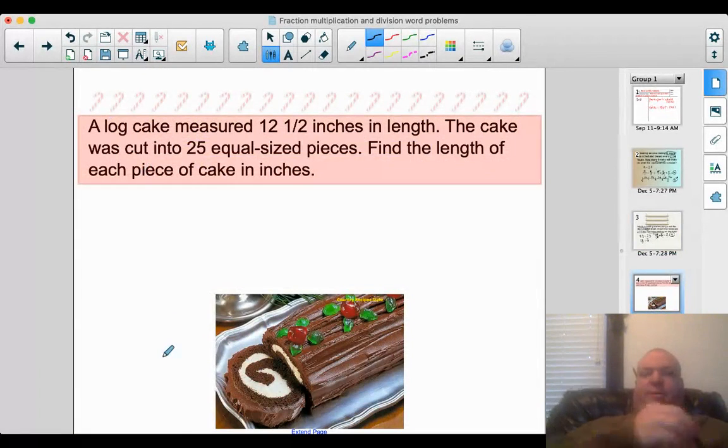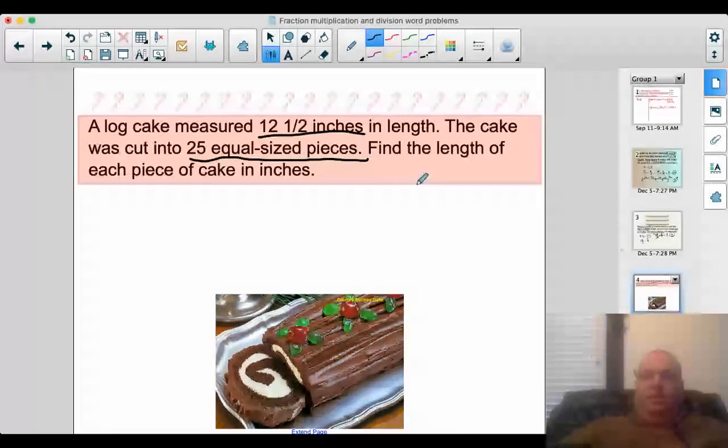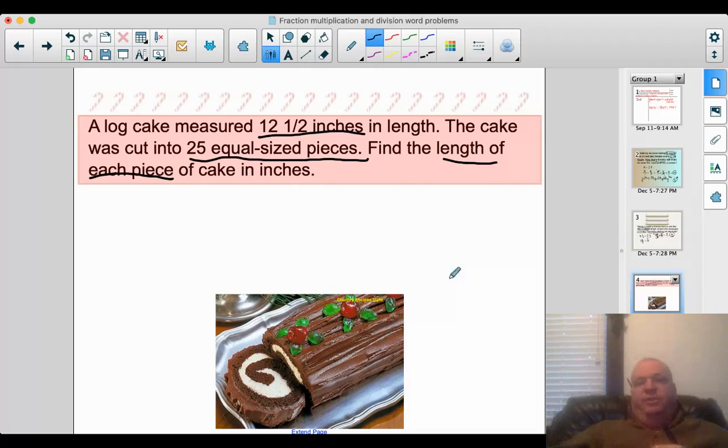All right, a log cake measured 12 1/2 inches in length. So there's a number. The cake was cut in 25 pieces. Find the length of each piece is what I want to find. So am I given 2 parts and asked for the total? Or is it saying I'm trying to find one of the parts and one of these numbers is the total? All right, pause and decide, then we can resume.